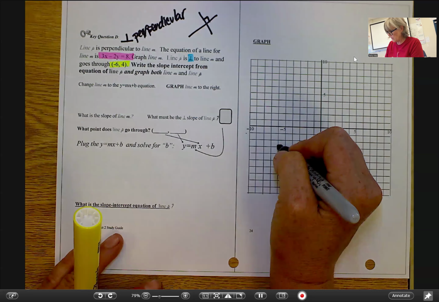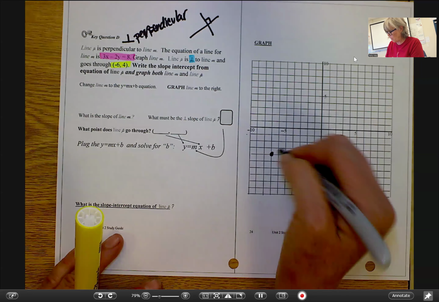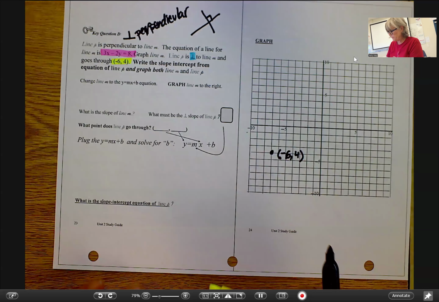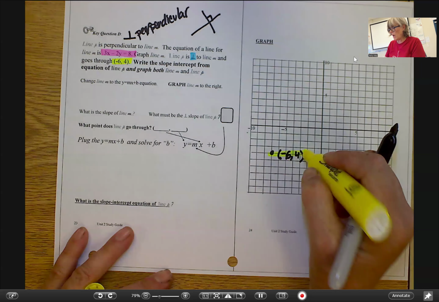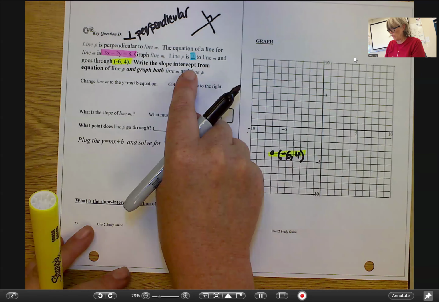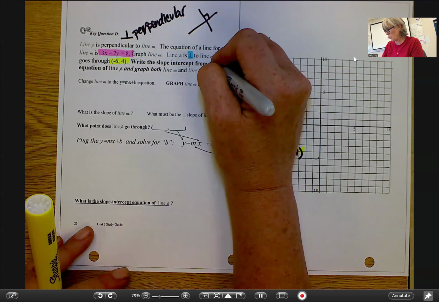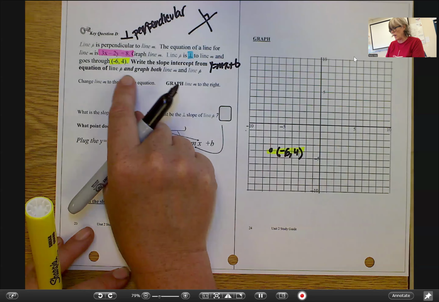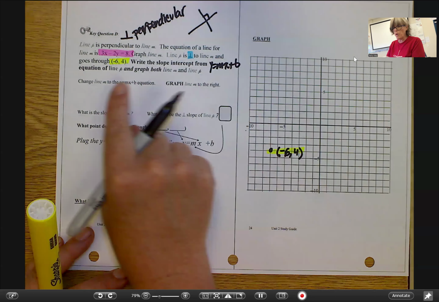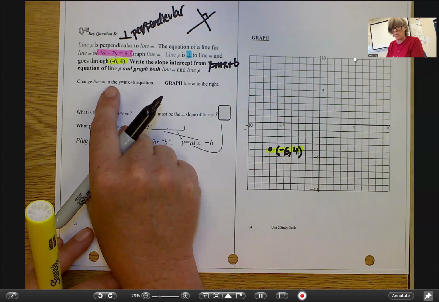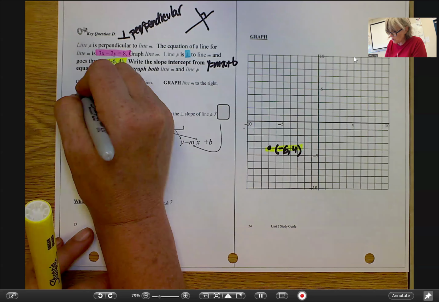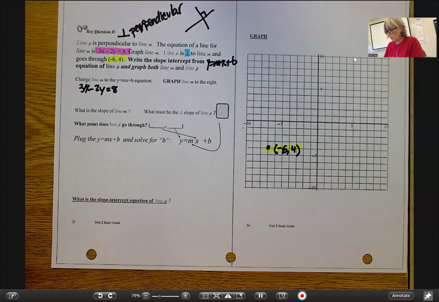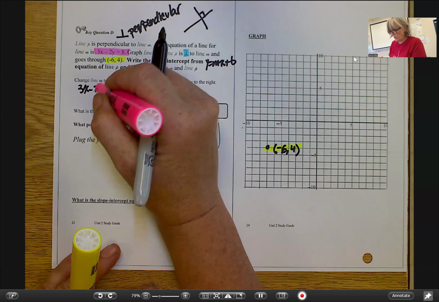So I'm going to just plot that right off the bat. -6, -4. So our line P has to go through this point. Write the slope-intercept form, which is y equals mx plus b form of the equation of line P, and graph both line M and line P. So step 1, it says change line M which is 3x minus 2y equals 8 to y equals mx plus b. So we need to get y by itself.